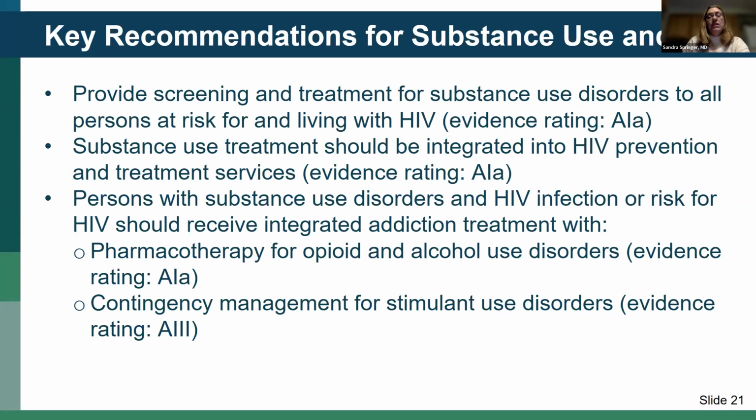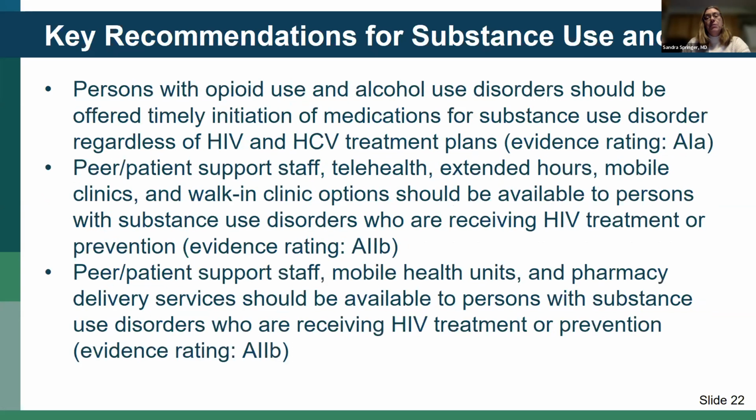What we tried to review here is providing screening integrated with your HIV prevention and treatment services, offering medications, as we just discussed, if you identify opioid use disorder and alcohol use disorder, and if you have stimulant use disorder, providing or linking them to behavioral forms of care like contingency management. Next slide. And then the last part of the recommendations, as we just discussed, is don't withhold treatment for opioid and alcohol use disorder. If they have HIV, you're not going to hurt anybody. There are no interactions. And then also, as we just discussed, offering other low barrier access to services for these patients.